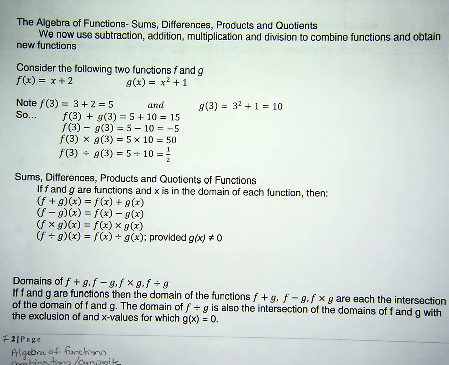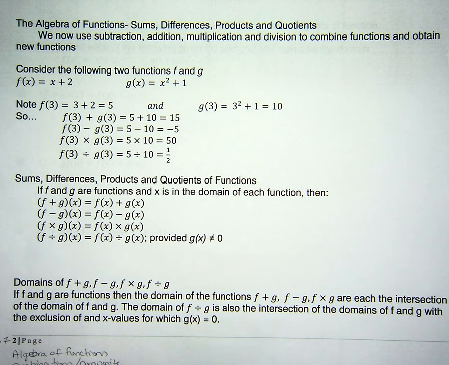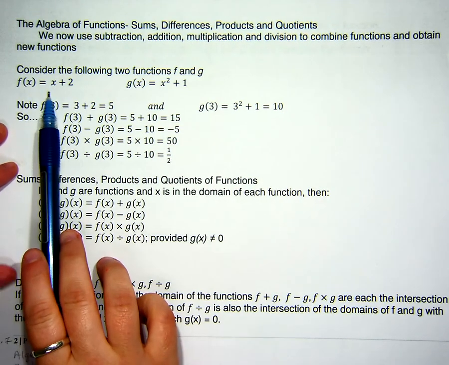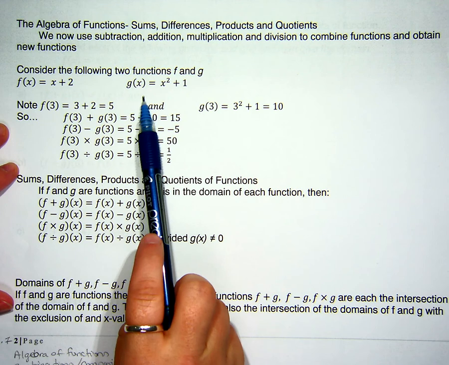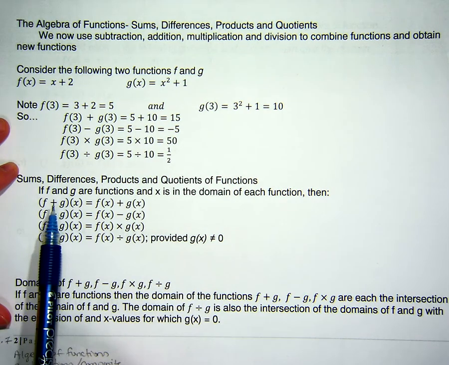Talk about the algebra of functions: sums, differences, products, and quotients. We can now use subtraction, addition, multiplication, and division to combine different functions and obtain new ones. For example, let's say that f of x is simply x plus 2, and g of x is x squared plus 1. Well, let's go down here to these generalized formulas.